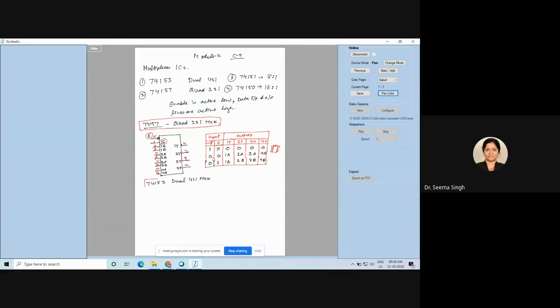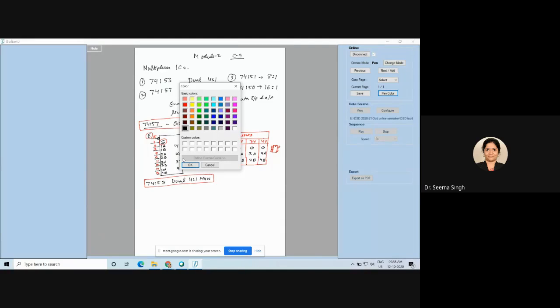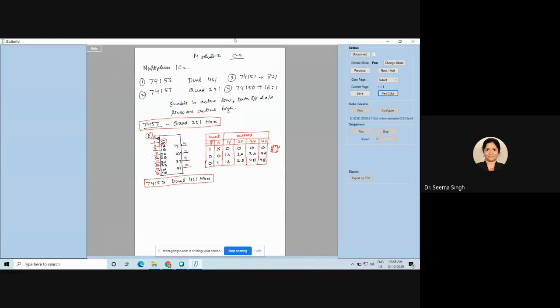Your next one is 74153, dual 4:1 mux. Now let me give you both types of diagram for this. One is your block diagram, and here you have to remember that your block diagram will show two 4:1 ICs. It will show two 4:1 ICs because it is dual 4:1, as the name I have already written.